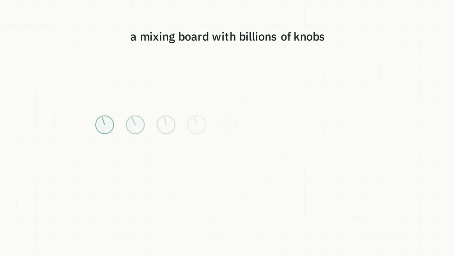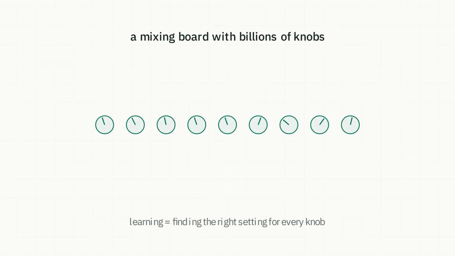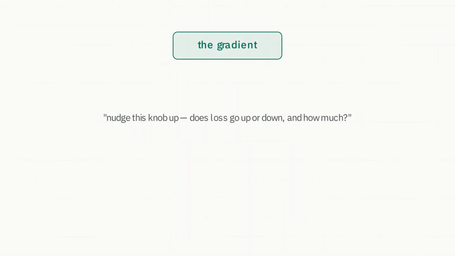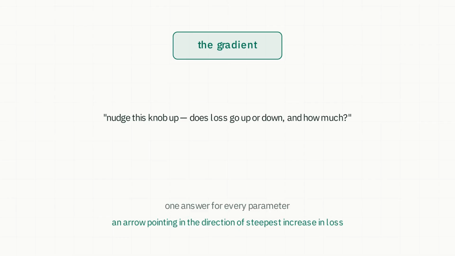So picture a mixing board with billions of knobs. Learning is nothing more and nothing less than finding the right setting for every one of those knobs so that the model's predictions come out good. That's the whole game. The question is just, when the loss is high, which knobs do we turn and in which direction? And this is where calculus gives us something almost magical, called the gradient.